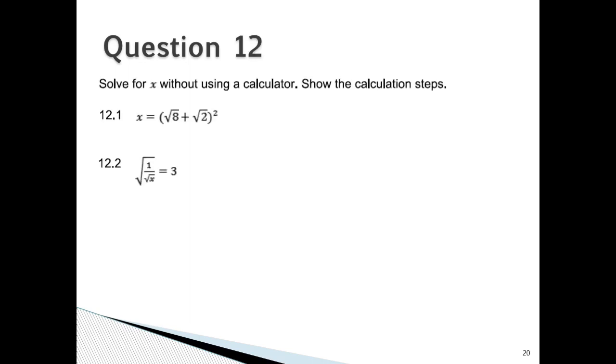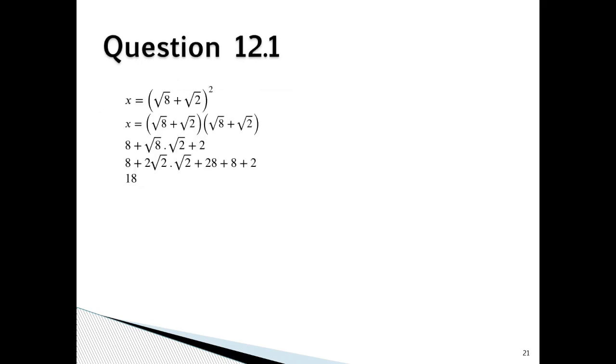Question 12. Solve for x without using a calculator. Show the calculation steps. So 12.1, x is equal to (the square root of 8 plus the square root of 2) squared. 12.2, the square root of 1 over the square root of x is equal to 3.